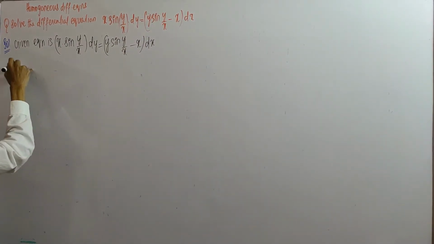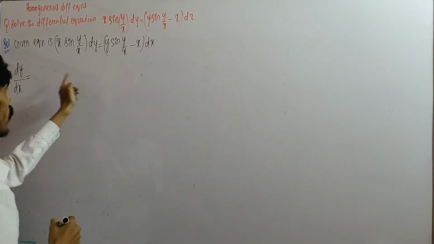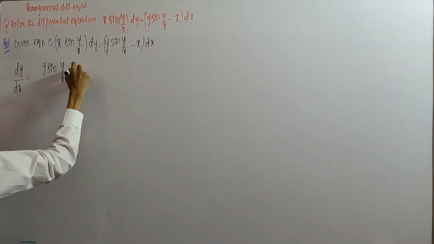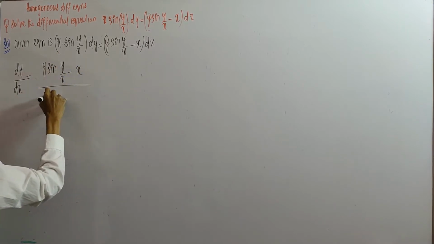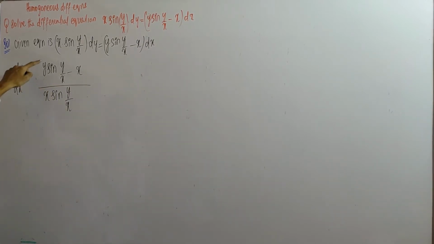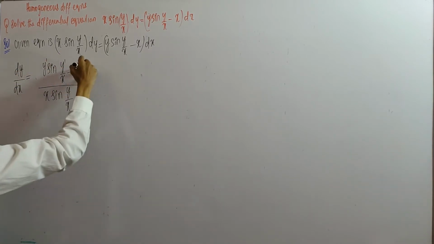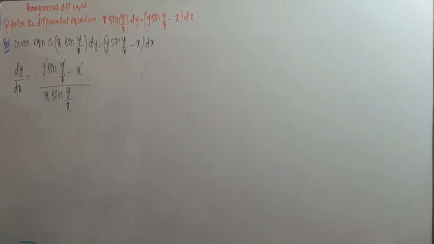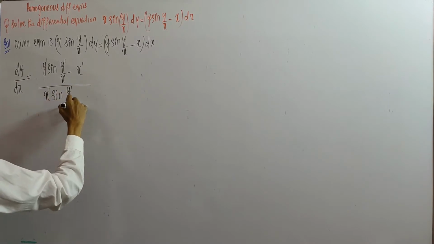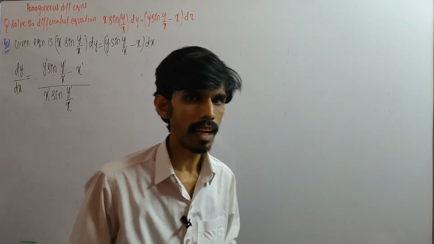Now this can be written as dy by dx is equal to, sending this dx to the denominator, (y sin(y/x) - x) upon x sin(y/x). Here we have y power of 1, x power of 1. That is, each term has the same degree. Here also we have x power of 1, y power of 1. Each term of this equation has the same degree, that is 1.